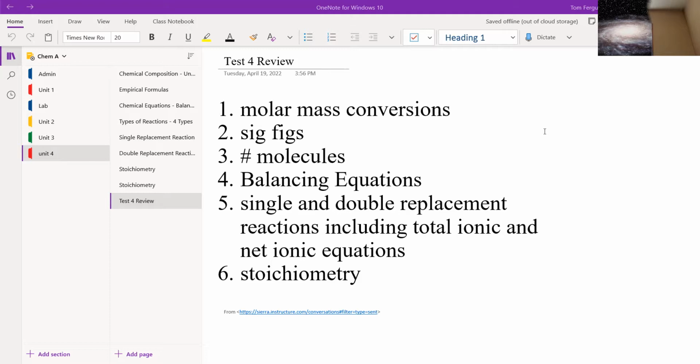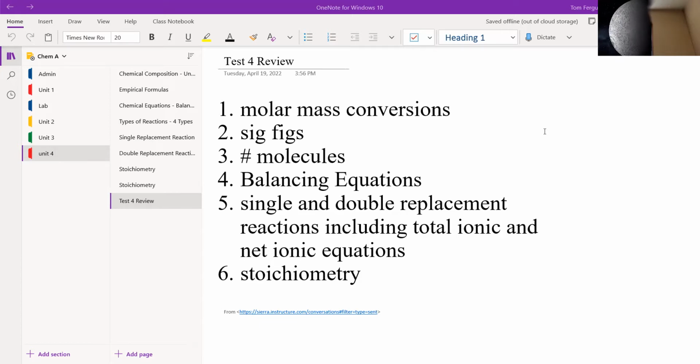When you have a chemical reaction, you have to balance it. And we talked about single and double replacement reactions. Number 1, the single replacement has the activity chart. Double replacement, sometimes there is a precipitate or a solid, sometimes there's not. And you need to be able to write out the equations for those. And then lastly is stoichiometry.